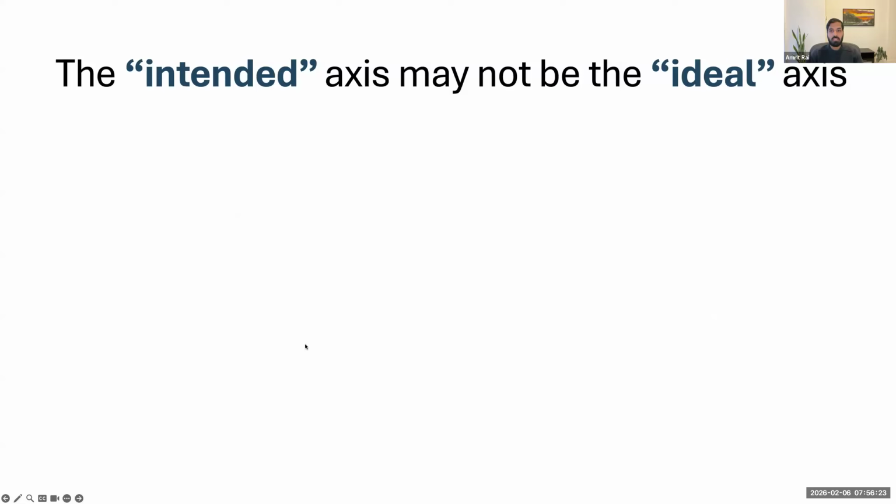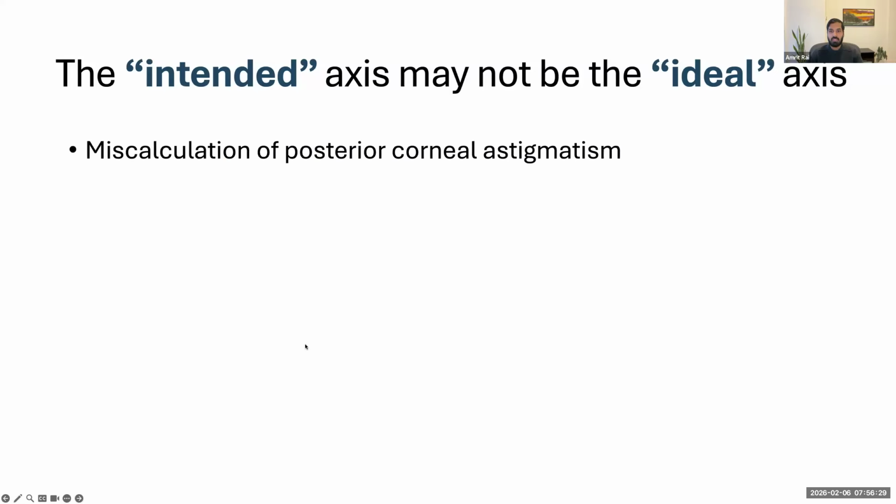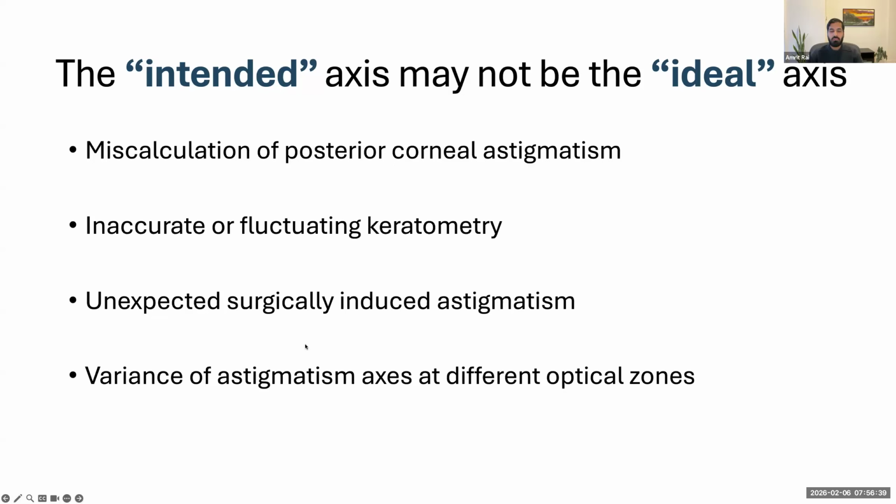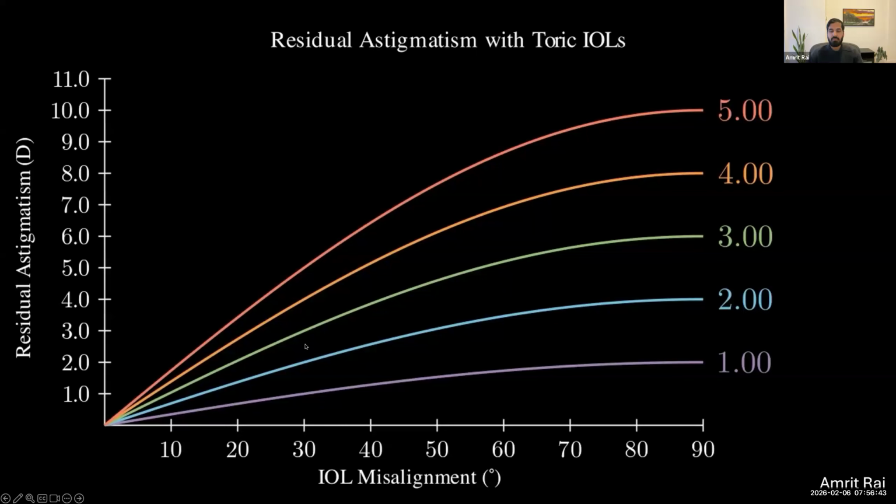And even if you perfectly align your toric axis, there are multiple reasons why the intended axis may not be the ideal axis. Again, you could have miscalculation of the posterior corneal astigmatism. There could be inaccurate or fluctuating keratometry between measurements, unexpected surgically induced astigmatism, or variance in the astigmatism axes at different optical zones.